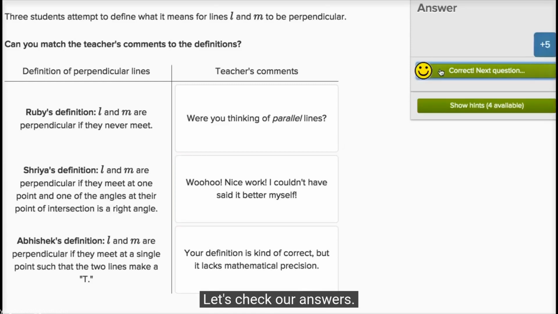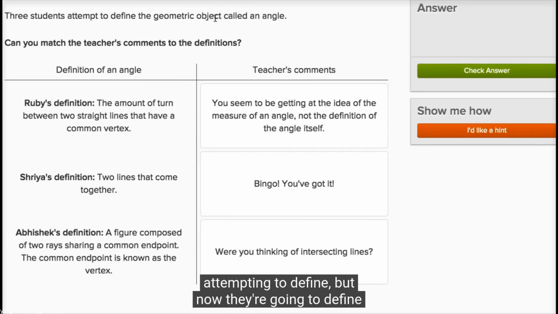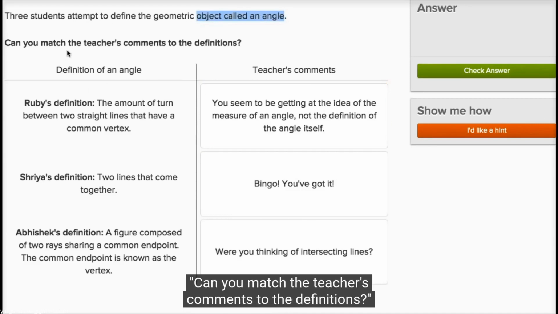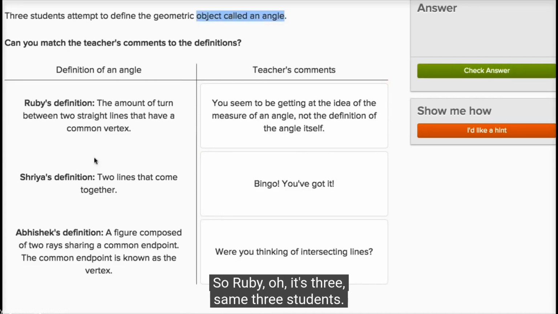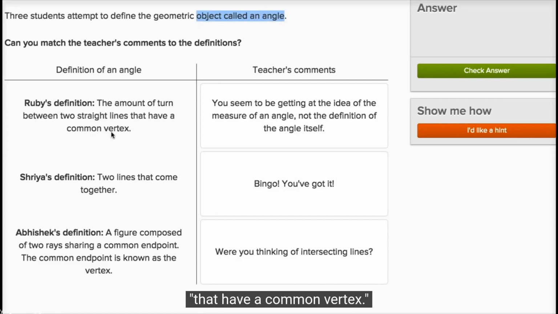Let's check our answer. So let's do a few more of these. This is actually a lot of fun. So once again, we're going to have 3 students attempting to define, but now they're going to define an object called an angle. Can you match the teacher's comments to the definitions? So Ruby says the amount of turn between 2 straight lines that have a common vertex. Well, this is kind of getting there.